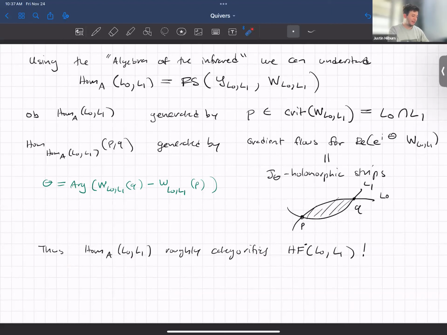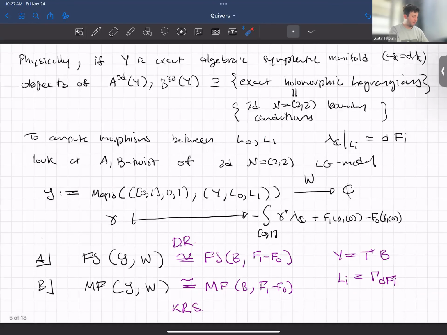Let me now try to say a little bit more about what I'm saying the HOMs in the A model are. To compute the HOMs, in either the A model or the B model, my objects are going to be these exact holomorphic Lagrangians. My favorite example would be if my variety is just T star of something, and these things are just the graphs of holomorphic one forms, in particular d of a function is my favorite one form. Now I would like to compute the HOM between two of these things.